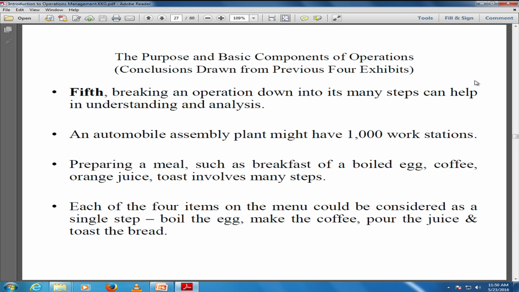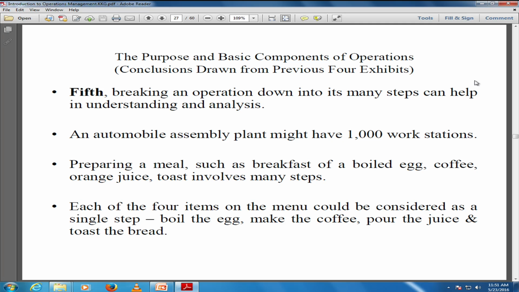Fifth conclusion, breaking an operation down into its many steps can help in understanding and analysis. This is very important. When I went to Richard Ivey School of Business, this is the first thing that we learned, how to break down a particular operation into its different stages. Until and unless you know that, you won't be able to improve that operation.